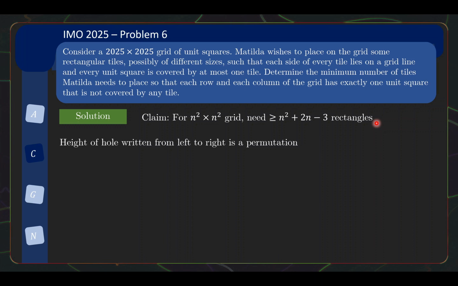So to start off, we are going to write down the height of the hole from left to right. And we notice that this will be a permutation of 1 to n squared. Therefore, let's say we are given a permutation of 1 to n squared which describes the hole locations. And we want to show that for these hole locations, the minimum number of tiles needed to cover the rest is n squared plus 2n minus 3.